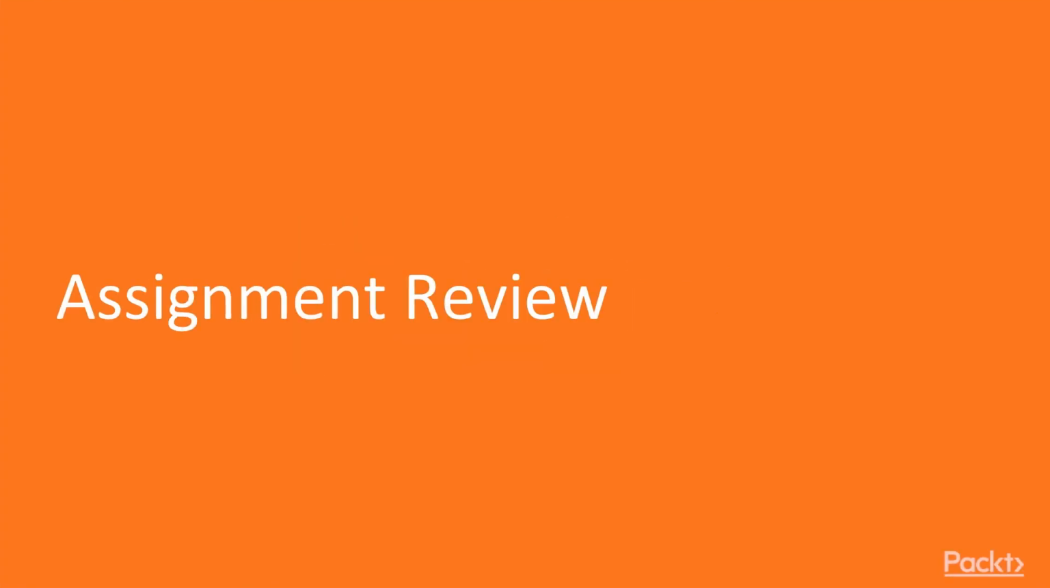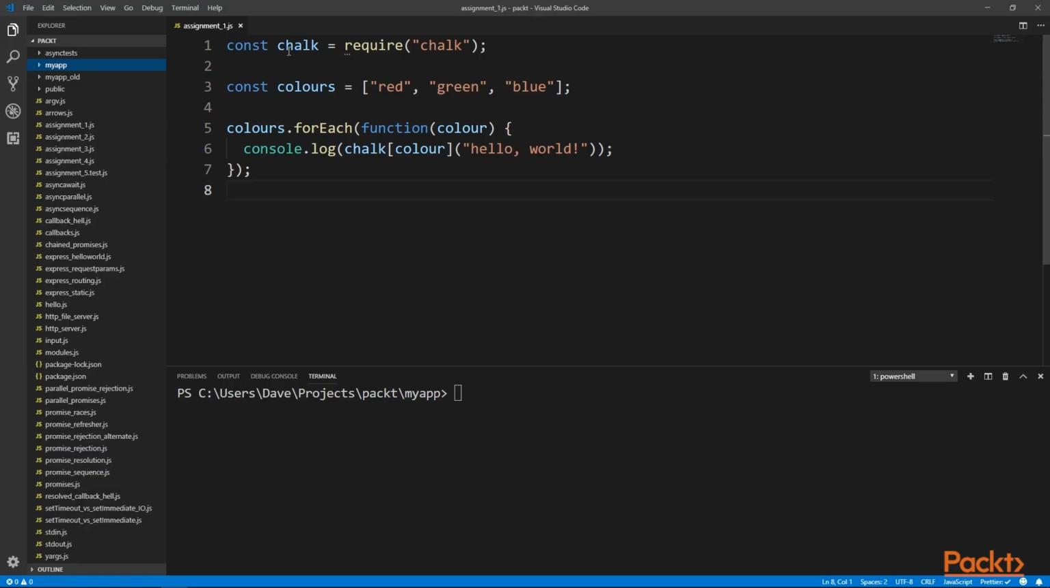Let's review my example solution for day 1's assignment. First up, we need to require in the chalk library to help us with colouring our output. Then we construct an array of the 3 names of colours that we want to use. And then finally, we iterate this array and call console.log using the chalk library, then the colour that we're using in this iteration, and then the hello world string. Here we can see our output in 3 different colours.